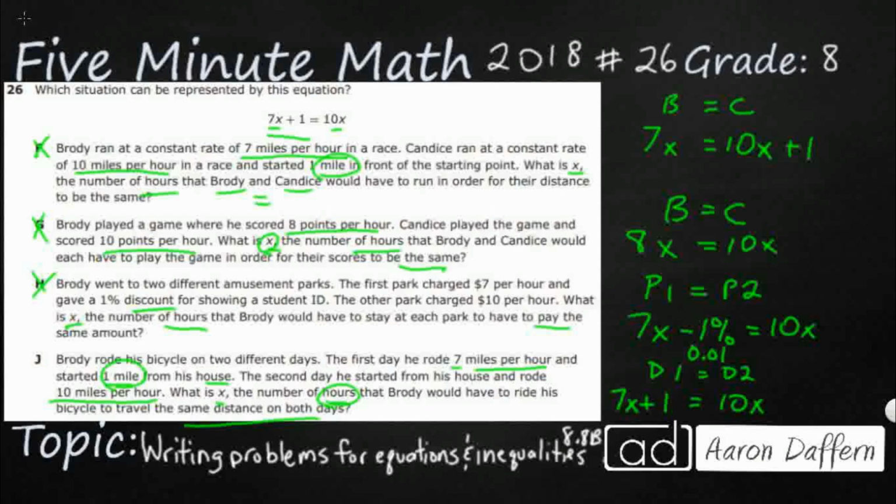You've got the 7x and the 10x obviously on 2 different sides of the equation, but the biggest problem seemed to be this plus 1. It needed to be with that 7x. And so that is our answer, J.